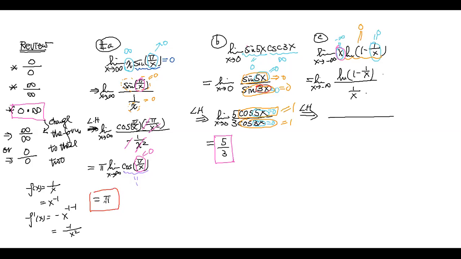So what is the bottom? Everybody should be quite familiar with that. This is negative 1 over x squared. Now the top here is a natural log, so it will be 1 over, so it's 1 over 1 minus x.